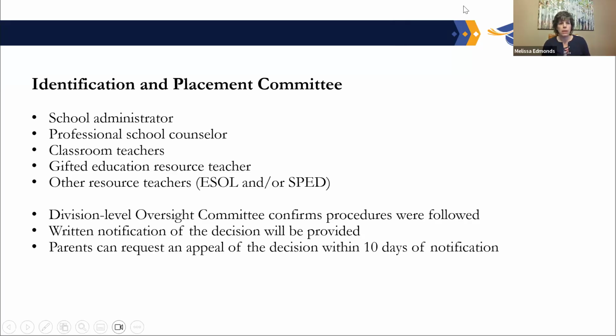Once all of the information has been collected, the profile of the student goes to the school's Identification and Placement Committee. The state regulations require that we include on the committee an administrator from the school, a professional school counselor, classroom teachers with training in working with gifted students, the gifted education resource teacher, as well as any other resource teachers that might have specific knowledge about the student. For example, if a student receives English language services, their ESOL teacher participates on the committee, or any student who has a special education designation, a special education teacher also sits in on that profile review.